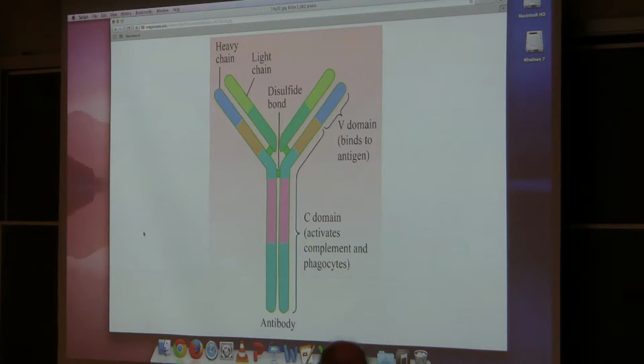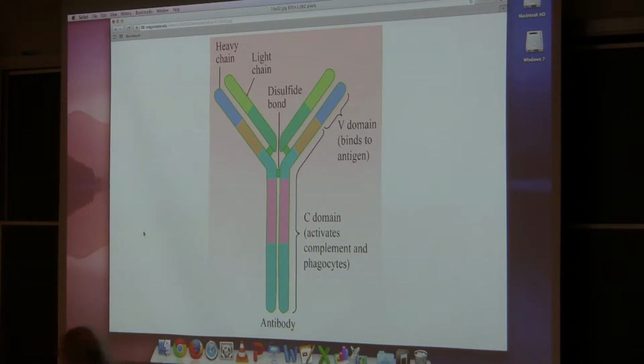It's the variable regions, because it's the variable regions that recognize and bind to what the body perceives as foreign. And that binding is very specific for the structure of that foreign object. That foreign object could be a protein. That foreign object could be a polysaccharide. That foreign object could be a nucleic acid. But if the body perceives it as foreign, the antibody will attack it. And it attacks it and binds to it.